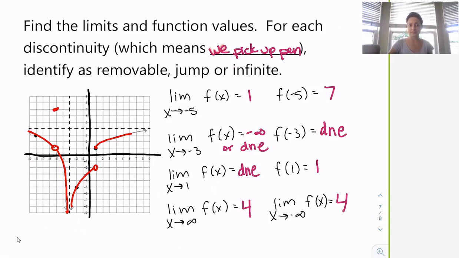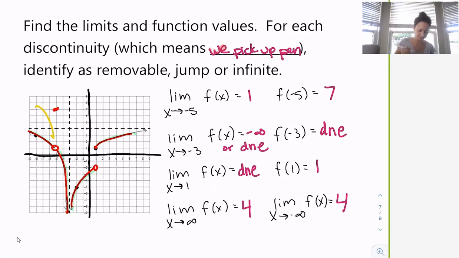All right, now in the second part of this question, it asked us to identify each discontinuity. So first think about how many x values I need to pick up my pencil at if I were to draw this. I'm sketching over this. I need to pick up my pencil at -5, and I keep going. I would need to pick up my pencil again at x equals -3, and then again at x equals 1, okay? So let's label these.